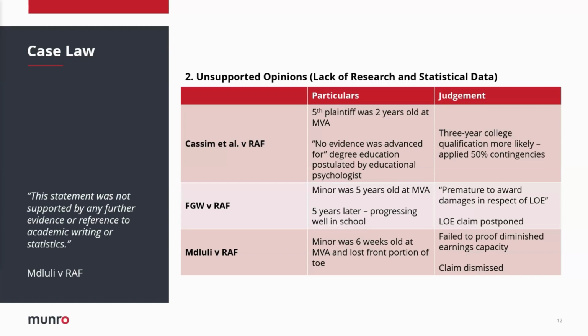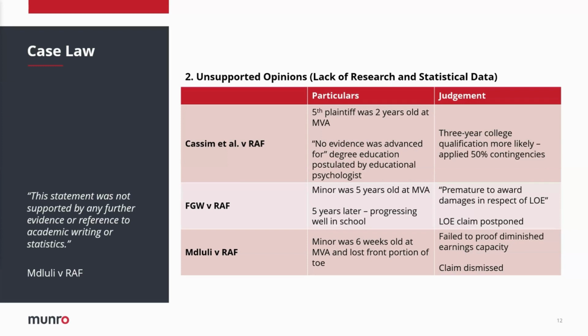In FGW versus RAF, the minor was 5 years old and progressing well in school, and the court just really kicked the can down the road there, saying, well, you can't really assess what's going to happen with this child and their career. They're doing well, everything looks fine, and it's too early, and the loss of earnings claim was postponed.